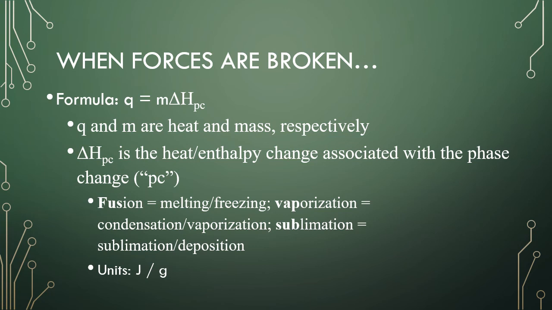The units for the heat of phase change are generally joules per gram. You may also see a version of this that has a molar heat of a phase change, where it'll be joules per mole, and in that case, you would want to multiply it by moles rather than mass.